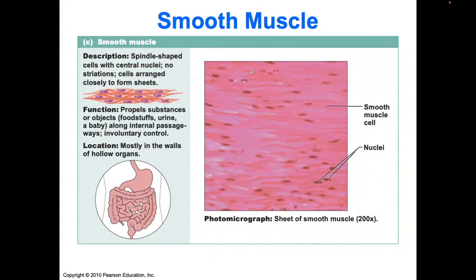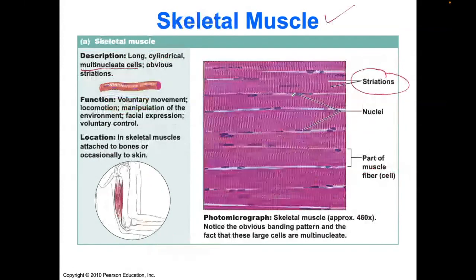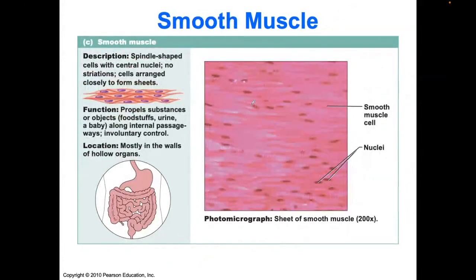Okay, the last type is smooth muscle. And again, if we compare, right, no resemblance to these two. Very striated. Skeletal and cardiac is striated. Smooth muscle has no striations. They're spindle shaped. They have a central nucleus with no striations. And the cells are arranged, as you can see, in these very, very tight forming sheets. And they're found throughout your organs.